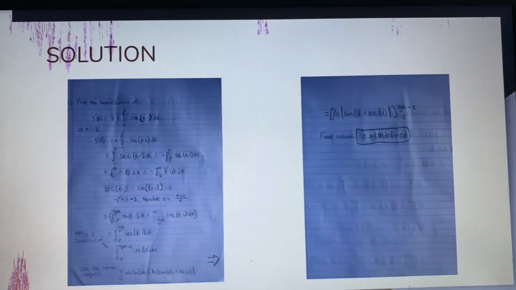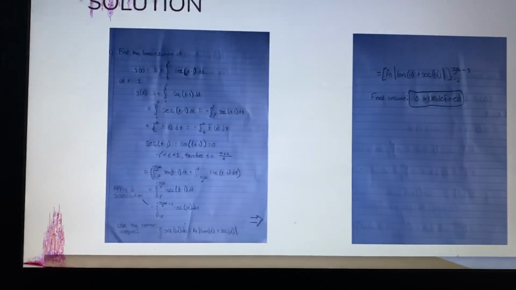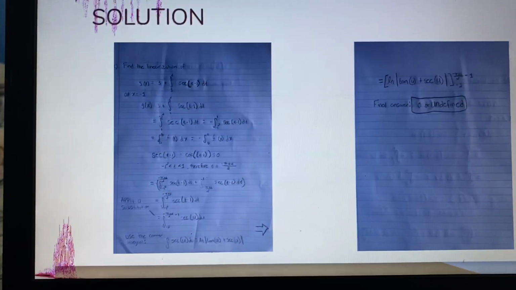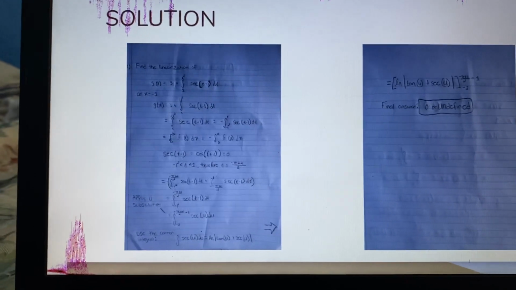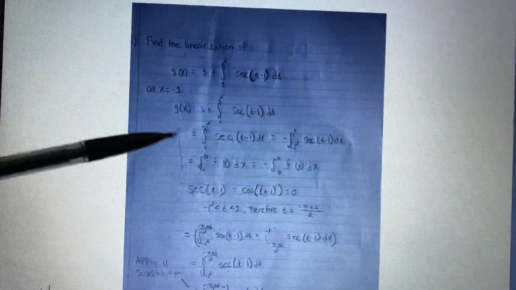So, start off, write down your problem, write down g(x) equals 3 plus the integral from 1 to x squared of secant(t minus 1) dt, what you see is right here. Then you go down one, you get rid of 3 because it's a constant, and you have your answer, which you have right here.